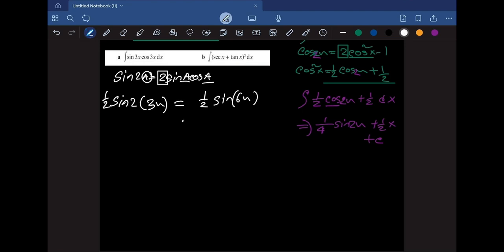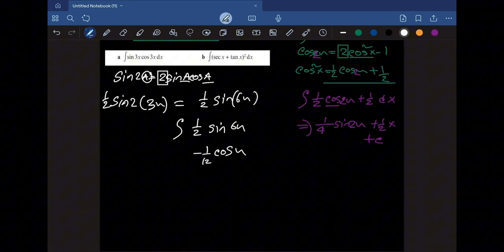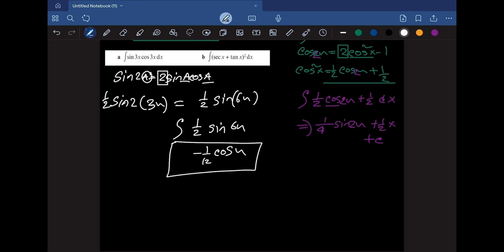Now let's integrate this one, half sine 6x. We know sine will become minus cos, and as we have half here, this 6 will also divide them, so it will become minus 1 by 12. So it is actually like this, minus 1 by 12 cos 6x. Hopefully you guys have understood this part as well.